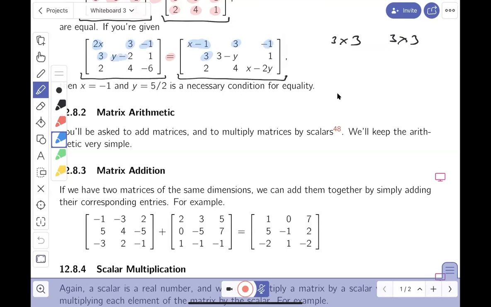Now, something over here, they say these are the same, and there's going to be a condition that makes them the same. I don't know what that is yet. This is the same. This is the same. This is the same. Now, by the way, I don't know if they're equal.